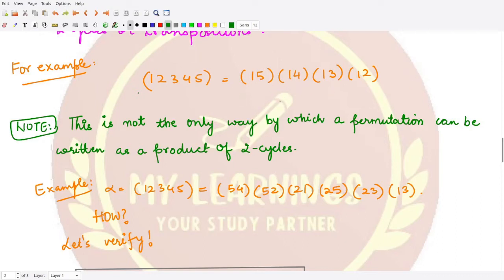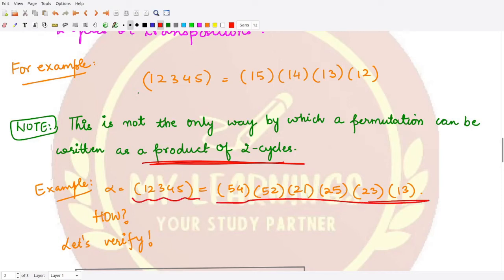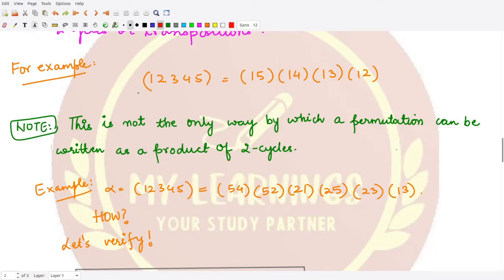And moreover, this is not the only way by which a permutation can be written as a product of two-cycles. We can also represent the same permutation as the product of these cycles. So how is it always equal to this thing? Let's verify this. For that we will check that every element maps to the next element or not. So we have to check whether 1 maps to 2, 2 maps to 3, 3 maps to 4, 4 maps to 5, 5 maps to 1 or not.